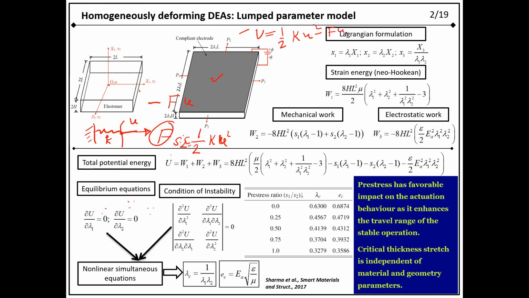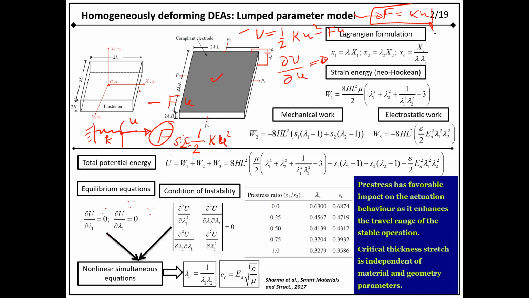Now you can utilize the principle of minimization of potential energy. You take the derivative with respect to small u, and you obtain the relationship F is equal to Ku. This is the relationship between the applied force and the corresponding deformation.